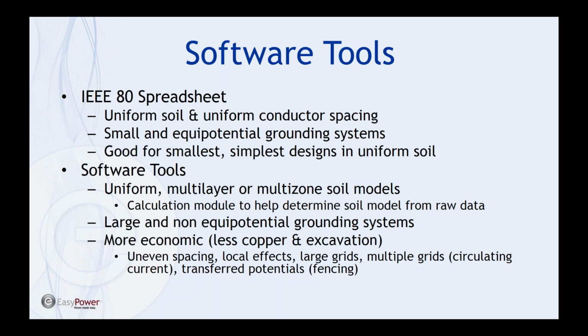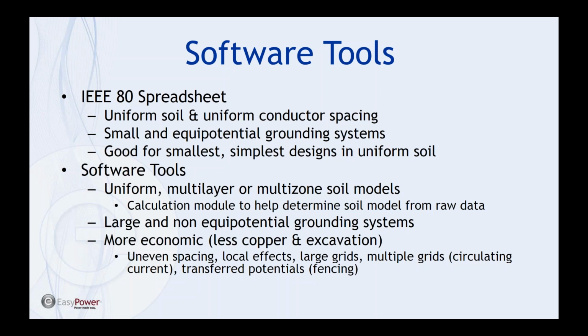The equipotential assumption, if you will, is one where you assume the grid is small, and because of that, the resistance between any two points is so low that it can be neglected. So the IEEE 80 spreadsheet is a good tool, but it's only generally really good and accurate for the smallest, simplest designs in uniform soil.